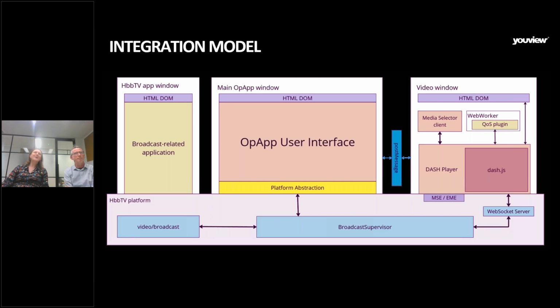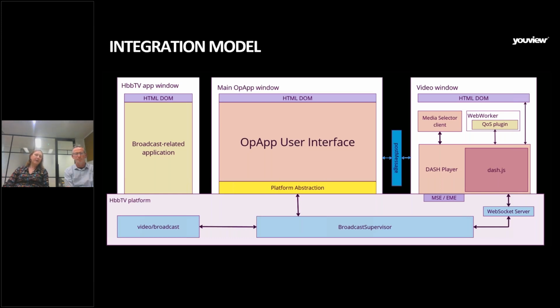So there are a few different versions of this diagram today. This is my version of it. So when the application starts, the OpApp starts, and its responsibility is to launch the video window. So it tells the device to start the video window from the same zip file as the actual OpApp. And then when it starts, it connects to this WebSocket server and tells the HbbTV platform that it wants to be able to present TV or IP channels.